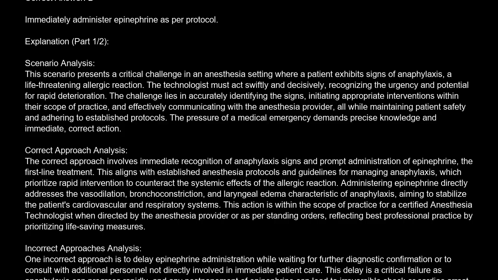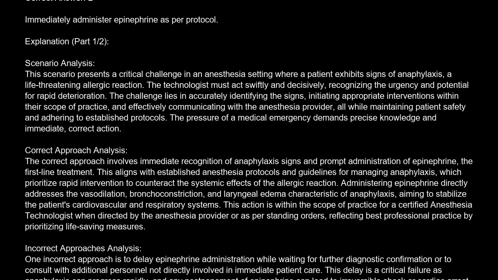The pressure of a medical emergency demands precise knowledge and immediate, correct action. Correct approach analysis. The correct approach involves immediate recognition of anaphylaxis signs and prompt administration of epinephrine, the first-line treatment. This aligns with established anesthesia protocols and guidelines for managing anaphylaxis, which prioritize rapid intervention to counteract the systemic effects of the allergic reaction. Administering epinephrine directly addresses the vasodilation, bronchoconstriction, and laryngeal edema characteristic of anaphylaxis, aiming to stabilize the patient's cardiovascular and respiratory systems.